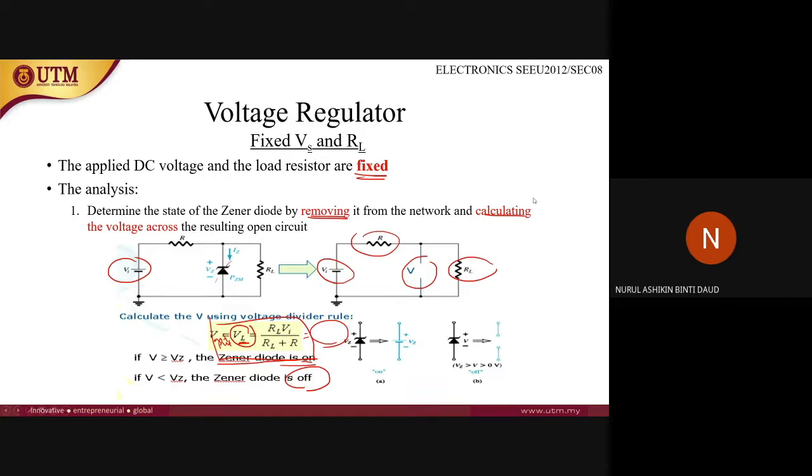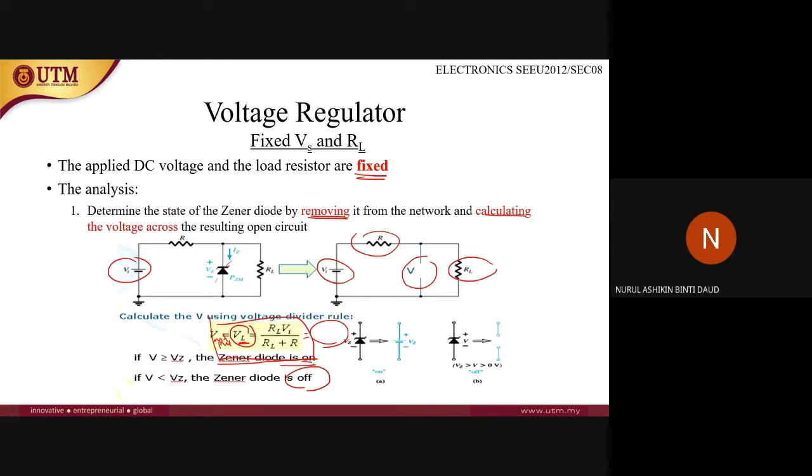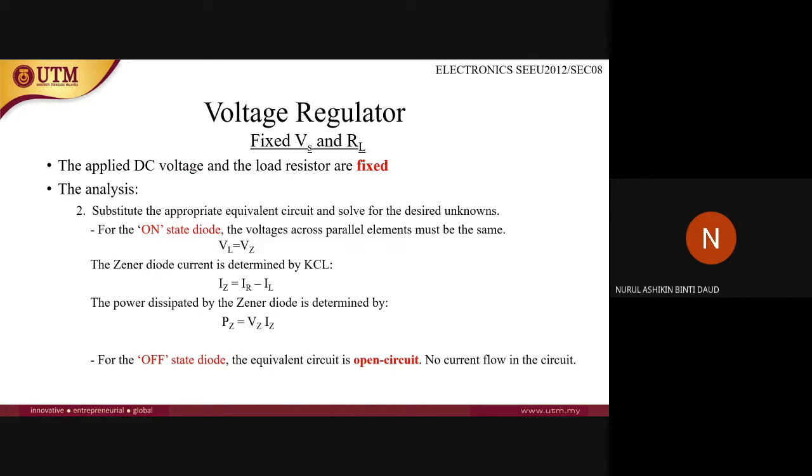Right, I hope this is very clear to you. Next, once the Zener diode is on, you can proceed with other calculations. After the Zener diode is in the on state, VL is equal to VZ. The voltage across parallel elements must be the same, as we have learned before. In a parallel condition, this voltage is always the same. So VL will be equal to VZ.